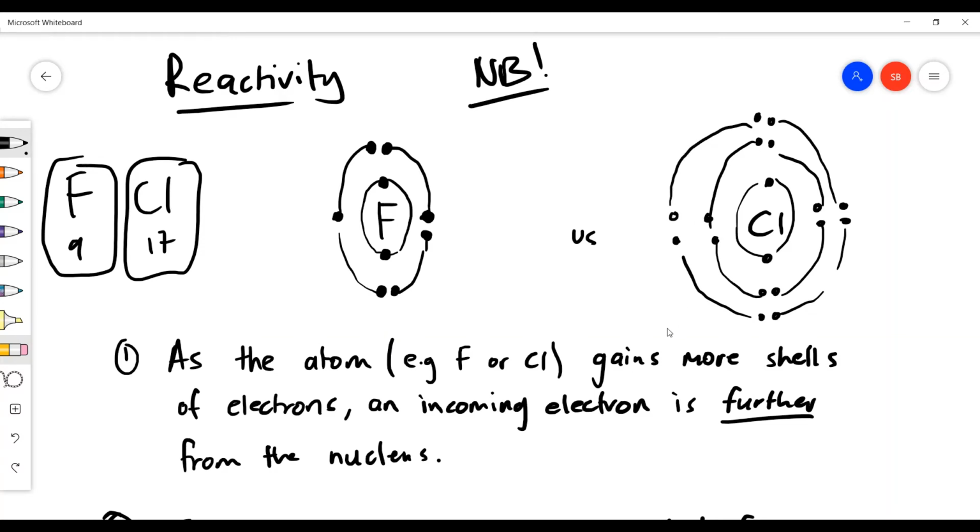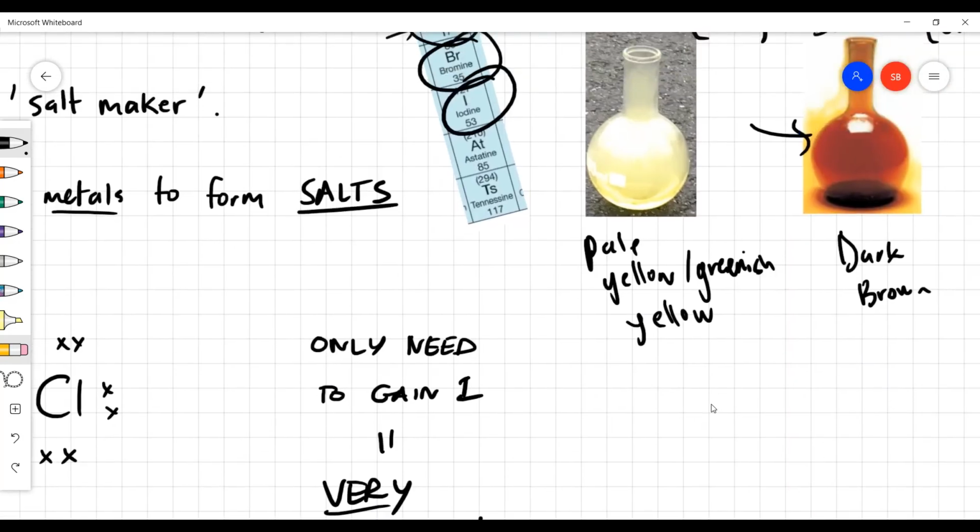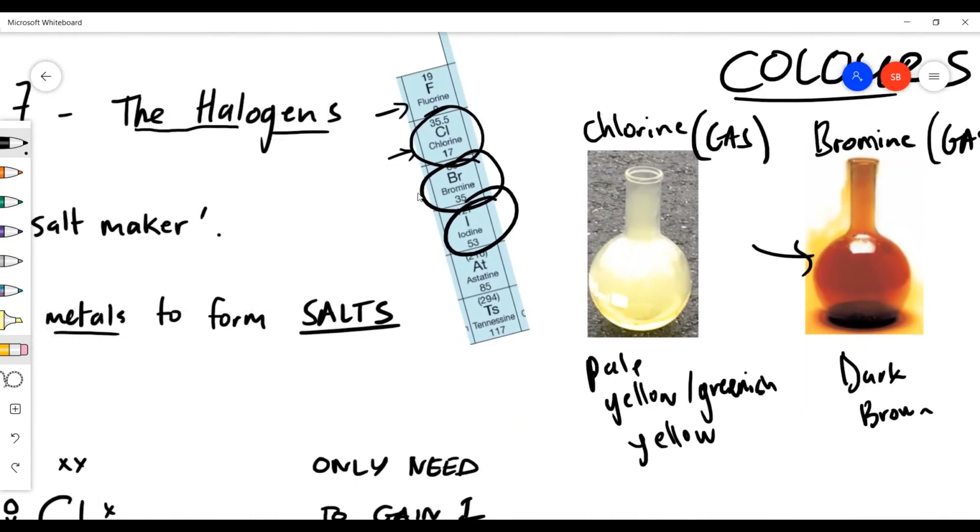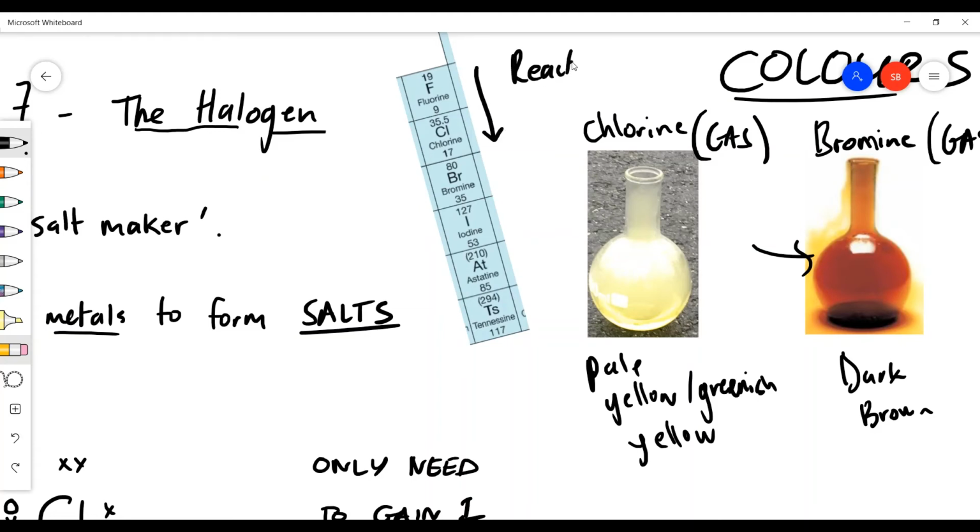Now, you might ask yourself the question, which one's more reactive? Is fluorine or chlorine more reactive? Well, let's quickly consult the periodic table. Always consult the periodic table. If we look at fluorine and chlorine, fluorine is at the top and chlorine is at the bottom. So does the reactivity go downwards? In other words, does the reactivity increase as you go downwards, or does it increase as you go upwards?